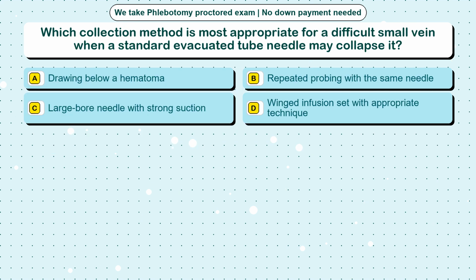Question 74. Which collection method is most appropriate for a difficult small vein when a standard evacuated tube needle may collapse it? Option A, drawing below a hematoma.